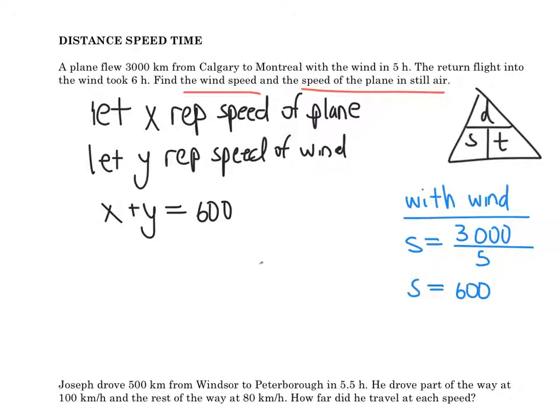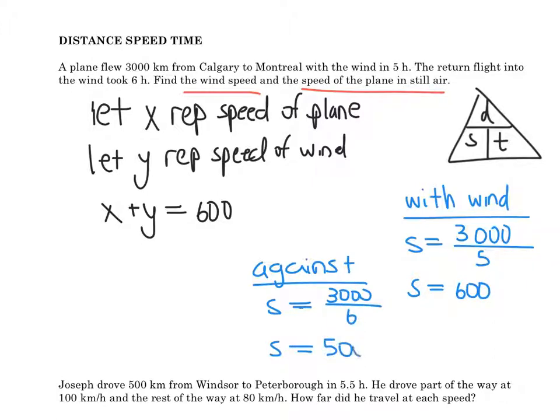Now, when we're against the wind, okay, we're still traveling the same distance of 3,000, but now it's taking us longer. It's taking us 6 hours. So when we do that, you get 500 kilometers per hour. So your second equation is going to be x minus y equals 500. And that's it. With the wind, the speed is enhanced, so we want to add the wind speed and the speed of the plane in still air. When we're going against the wind or into the wind, we want to subtract it because we're getting slowed down by that wind. It's pushing us back.